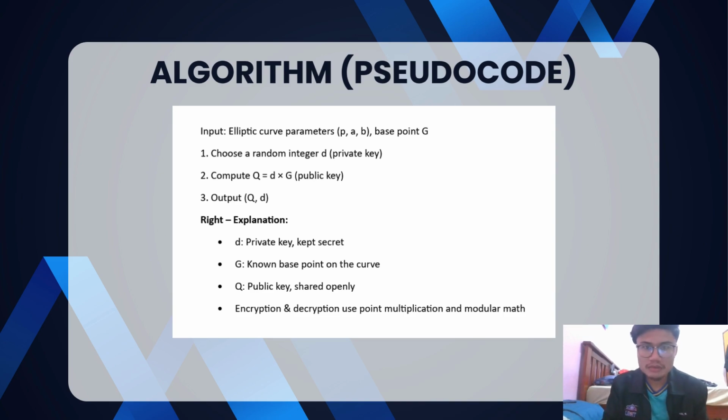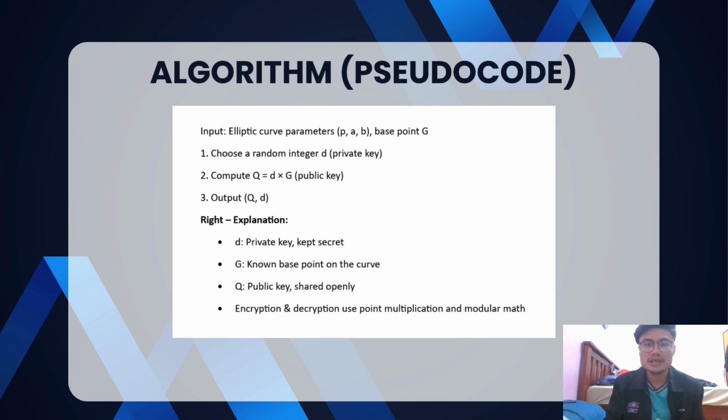Step 1, we start by selecting the elliptic curve parameters. This includes the prime number P, the coefficients A and B for the curve equation, and a predefined base point G on the curve. These values are usually standardized and publicly known. And for step 2, we randomly choose a private key, which is a large integer D. This value must be kept secret.